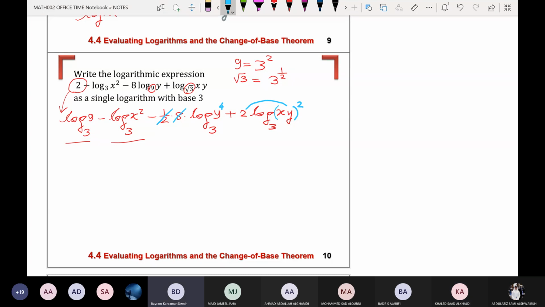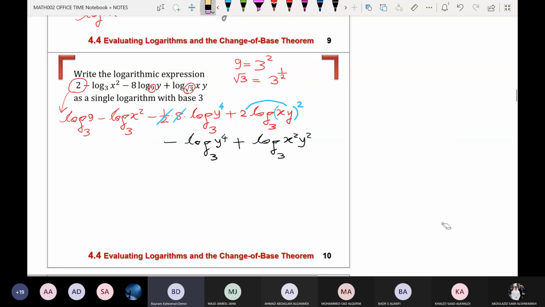Okay. Then let's write it again, Shabab, clearly. So let me write minus logarithm y to the 4 base 3 plus logarithm of x squared y squared base 3. Okay.